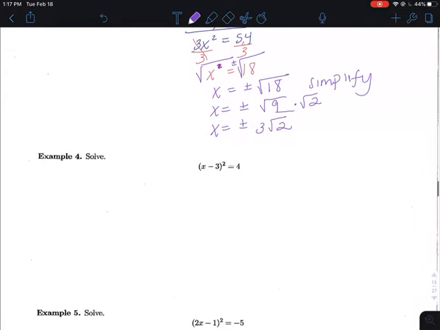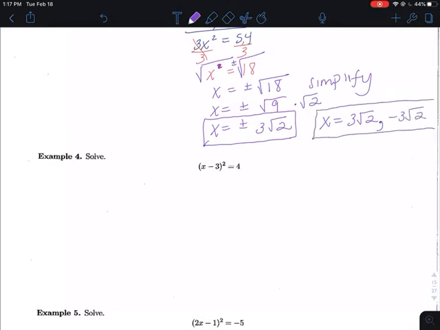So in my math lab, there should be a plus or minus symbol, and you can put your answer in just like this. If not, your final answer would be x equals 3 square root of 2, comma, negative 3 square root of 2. So you would have to write them separately. Either one would be fine.